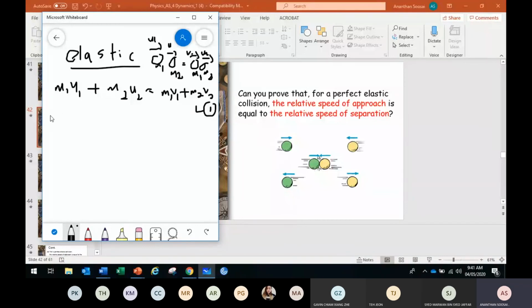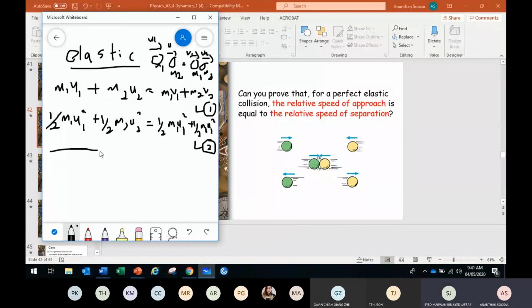What's the formula going to look like? Anyone? Half M1 U1 squared plus half M2 U2 squared must be equal to half M1 V1 squared plus half M2 V2 squared. Okay, this is the second equation.